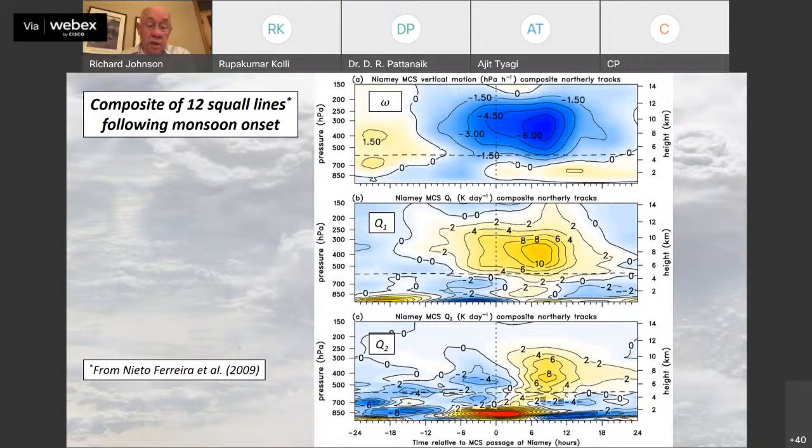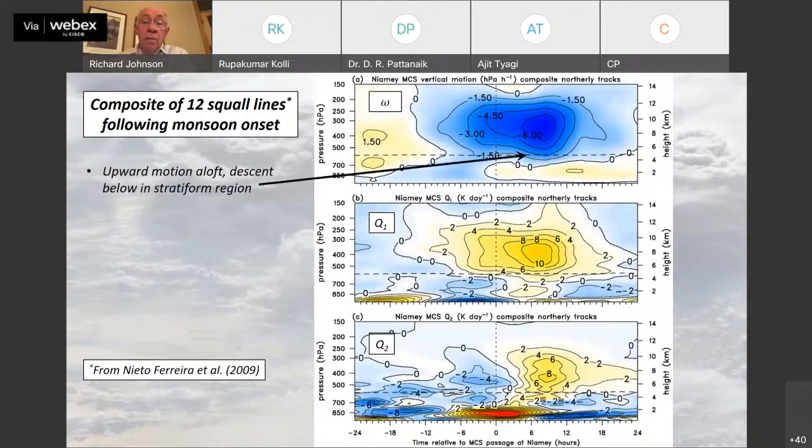Okay, now continue with the composite. If you click on the next, the upper panel here shows the vertical motion field. And in the stratiform region, there's upward motion aloft and downward motion below.